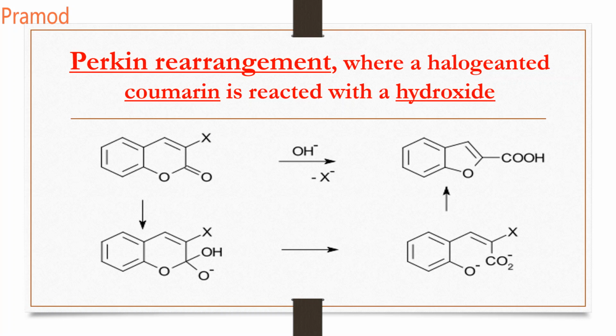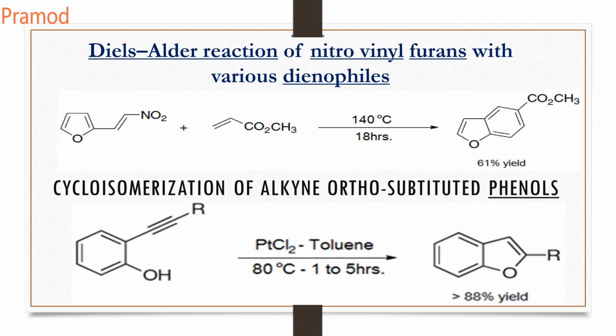Okay, ring opening occurs. Then an oxyanion attacks the double bond with the loss of your halogen to give you the corresponding carboxylic benzofuran, which can further undergo decarboxylation to give you a benzofuran. That is your Perkin mechanism.